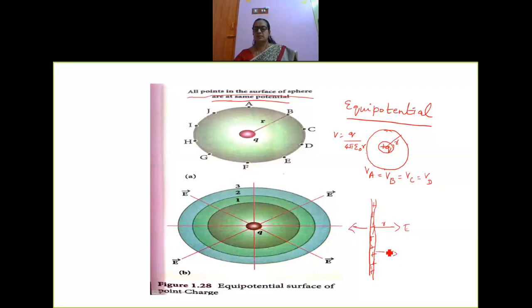Here also it will be the same. The electric field will be outward. Now, this we are already familiar with. Now, what will be the equipotential surface? I will consider a cylindrical surface.